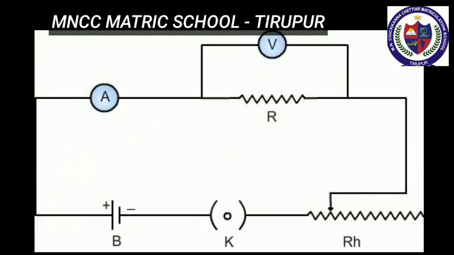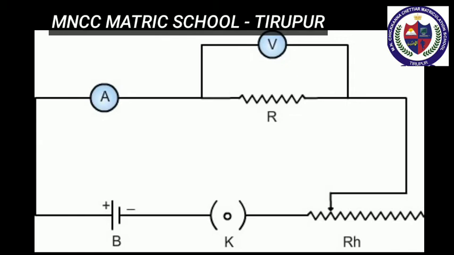Next, let's learn about Ohm's law. A German physicist, Georg Simon Ohm, established the relation between the potential difference and current, which is known as Ohm's law. According to Ohm's law, at a constant temperature, the steady current I flowing through a conductor is directly proportional to the potential difference V between the two ends of the conductor. If we say simply, the current is directly proportional to potential difference.